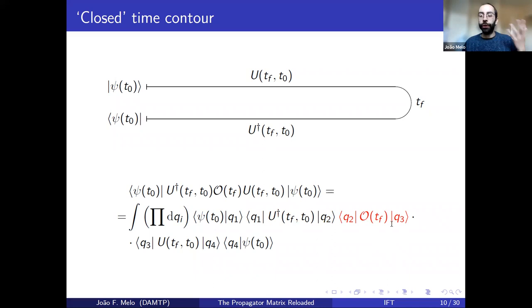And finally, I also have the matrix elements of my operator. I'll be interested in products of fields. I'm actually only going to be interested in symmetric two-point functions. So there's going to be a delta function. And Q2 is actually equal to Q3, and they are matched at TF. So what I have is what people usually call the closed time contour.